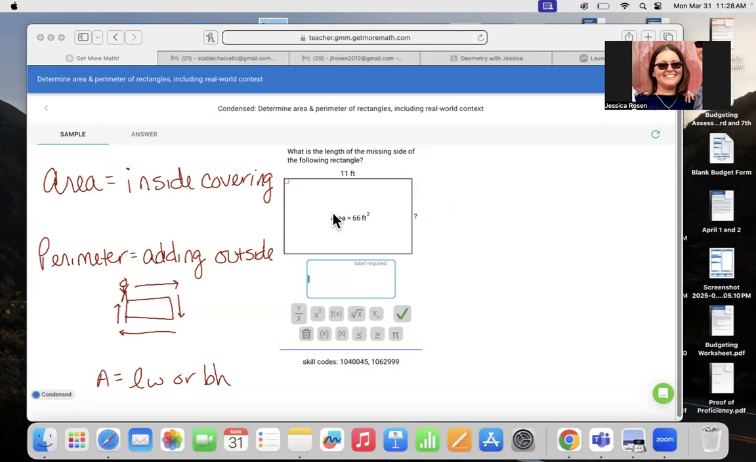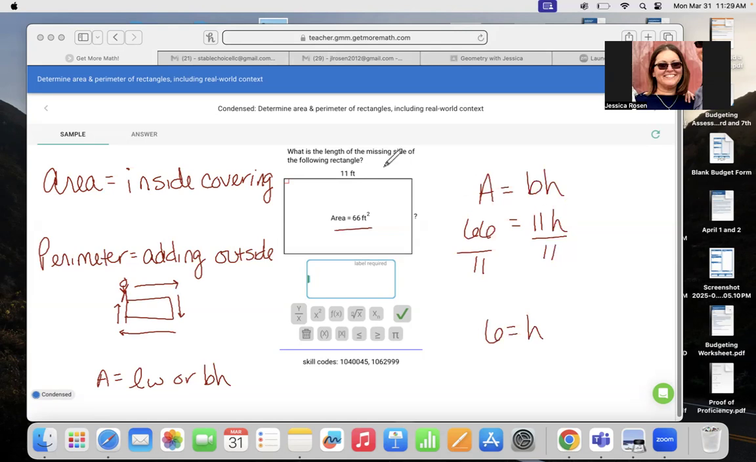So in this case, it tells us what the area is. So if we're going to use, I'm just going to use base times height because that's one that I'm used to. It tells us the area, so we're going to replace the A with the 66, and then the base is 11, and then my height is what I don't know. So when I substitute into the formula correctly, it gives me a one-step equation. So all I have to do is divide by 11, and it gets me 6 as my height.